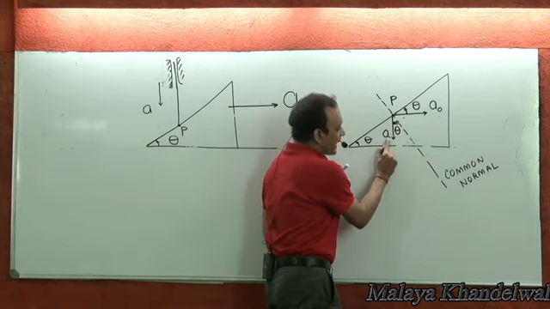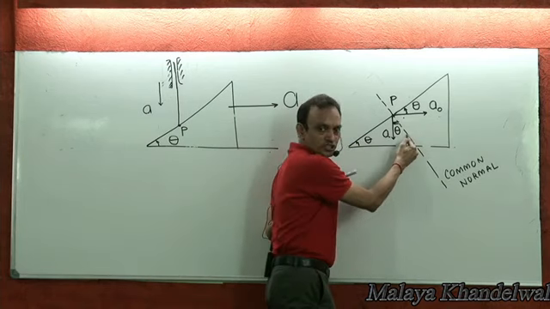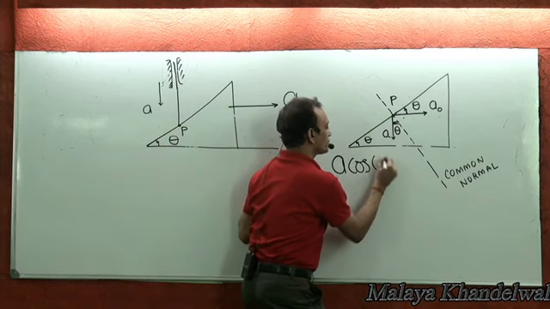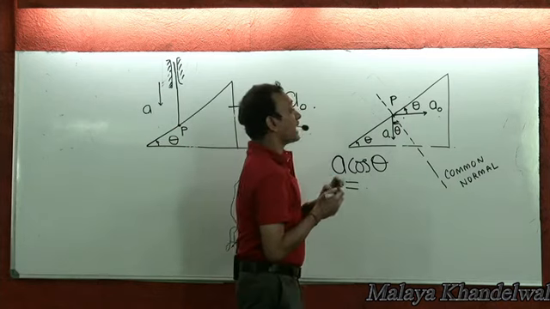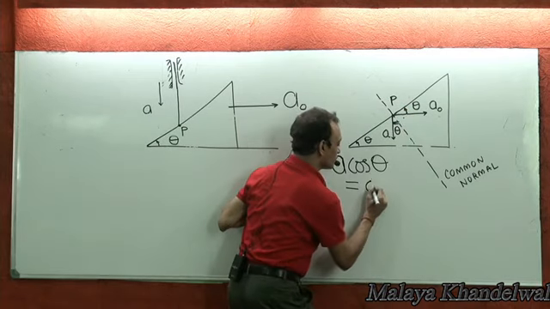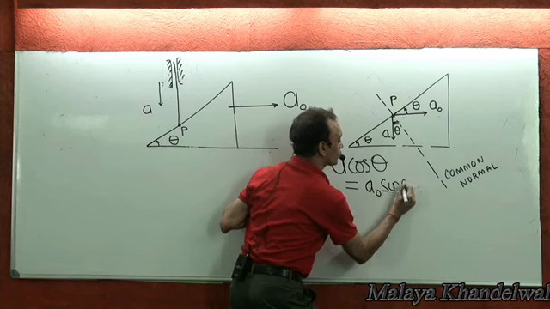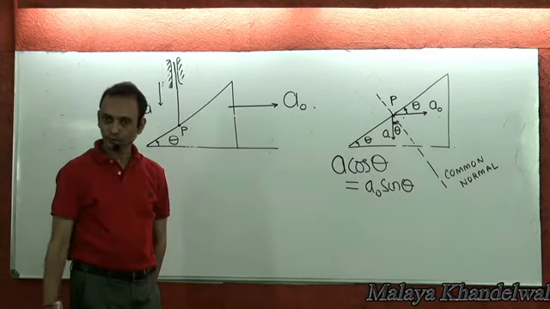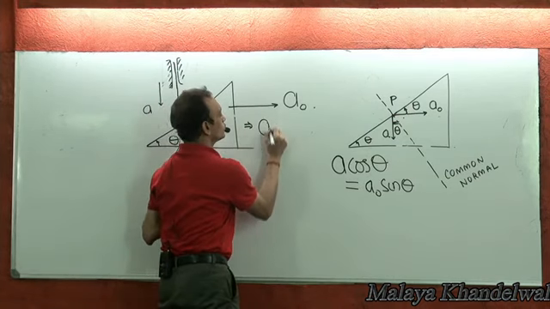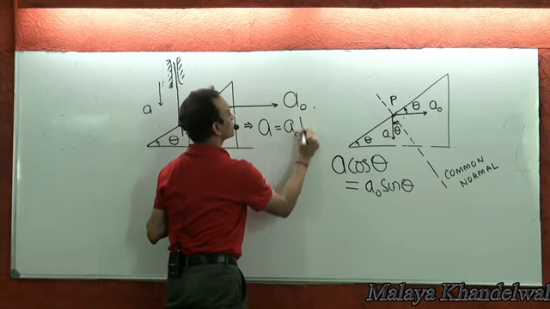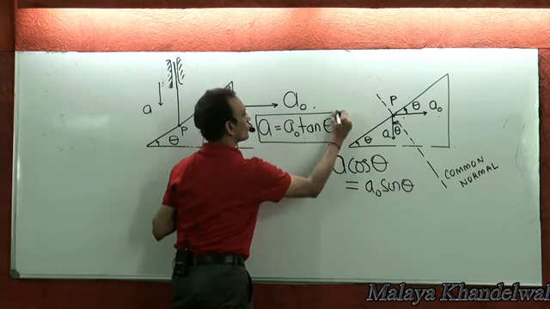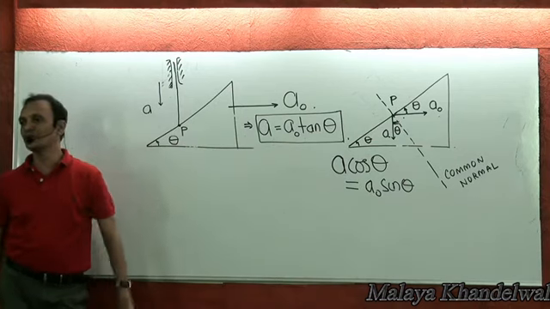Now, what's the acceleration of A in the common normal direction? A cos theta. Acceleration of the rod in the common normal direction is A cos theta. What's the acceleration of the inclined plane in the common normal direction? A naught sine theta, precisely. That gives me A equal to A naught tan theta.